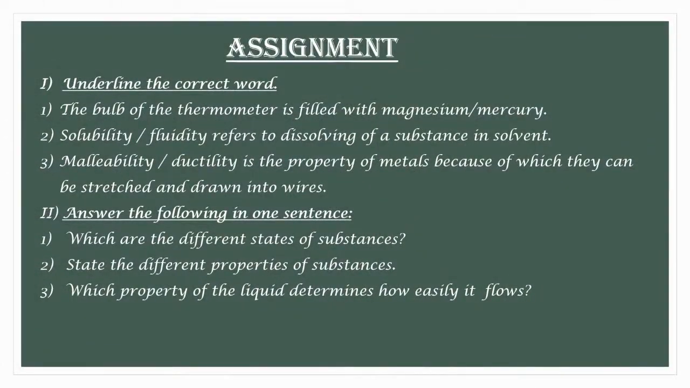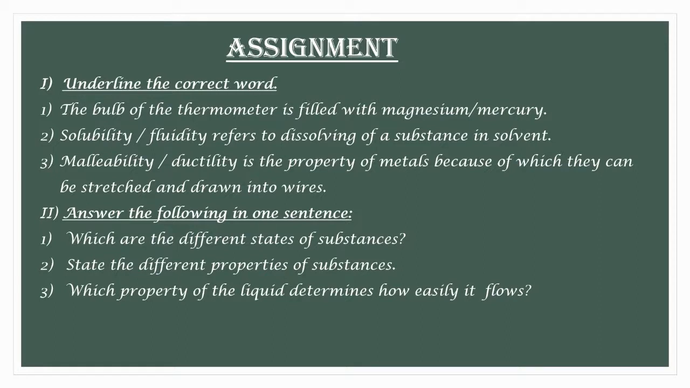Now, here is an assignment for you all. The first question for the assignment is: you have to underline the correct word. In this, a statement is given and two words are given. From those two words, you have to underline the correct word. The first question is: the bulb of the thermometer is filled with magnesium or mercury. So students, here the correct answer is mercury. So you will be underlining mercury.